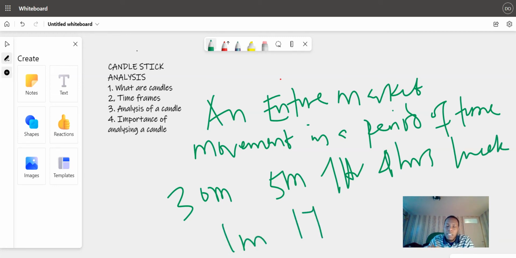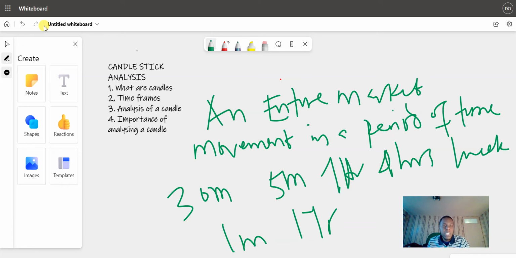It depends. So that is exactly what a candle represents. It represents an entire movement of price within a particular period of time. So for instance, if it is 30 minutes, then it means after 30 minutes another candle is going to form or start forming. So a candle formed in 30 minutes, a candle formed in 5 minutes, because we have different time frames.